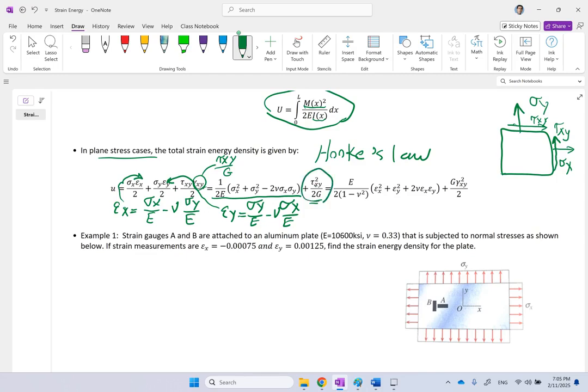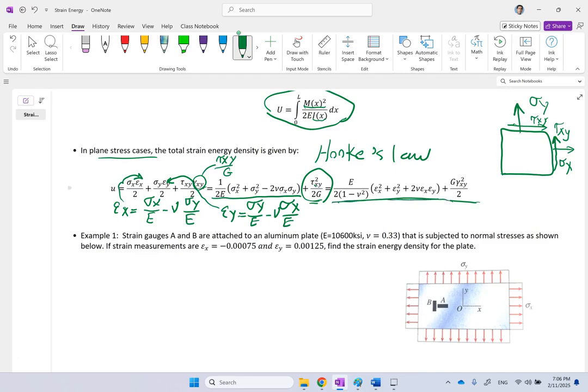Or if you do the other way, you write the stresses here based on the strains and write everything as a function of strains. This is what you get in terms of all the strains. So depending on what you have, you can use one of these formulas. If you have both of them, you can use the first one. If you only have measurements of stress, you can use this one. Most of the time, you only have measurements of strains. You have strain gauges.